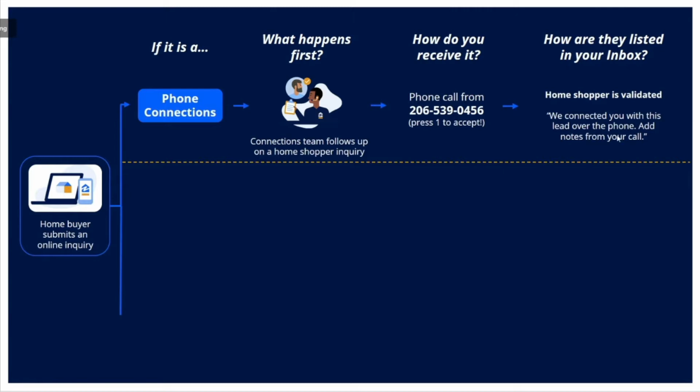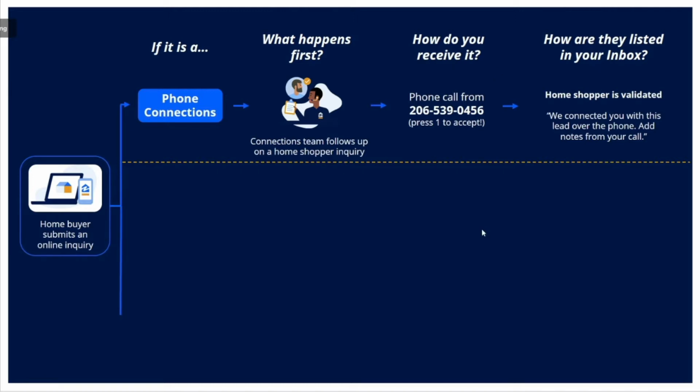And then in the Zillow inbox and in Boomtown, it'll say that this is a connection. We connected you with this lead over the phone. And so these connections are our highest converting leads. Our top agents tend to convert these leads at around 10%. So 1 out of 10 should go under contract.